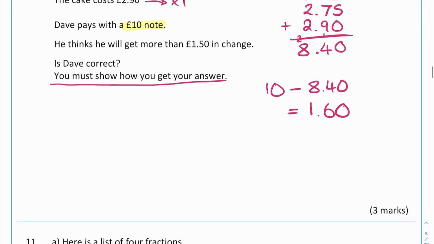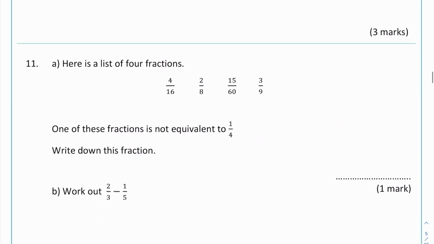So he thinks he will get more than £1.50 in change. Is he correct? I'll say yes. He gets £1.60. There we go. And that has shown how we got our answer, and we've given our conclusion there and answered the question where it says, is he correct? Yes, he is correct. On to our next question.